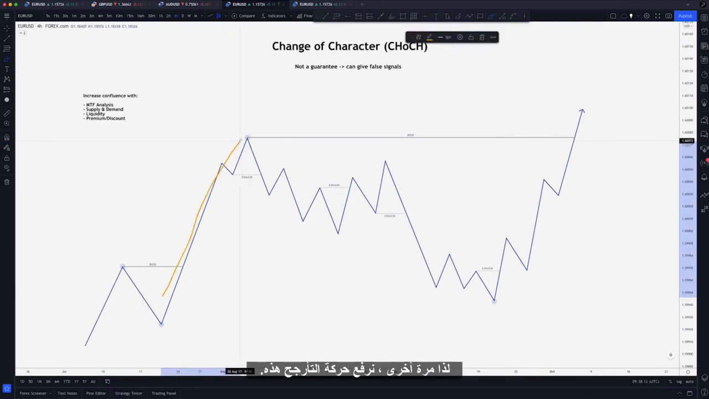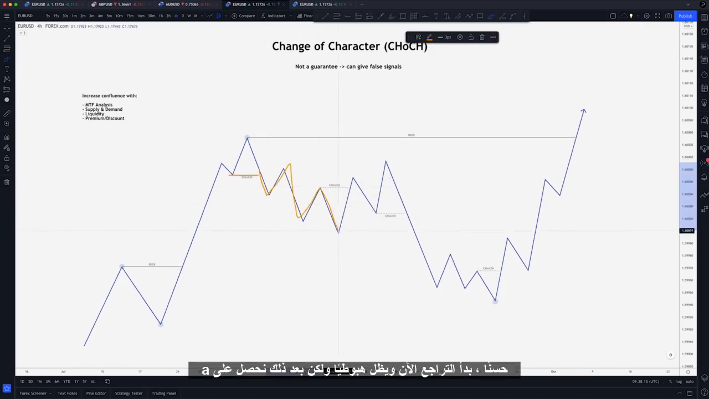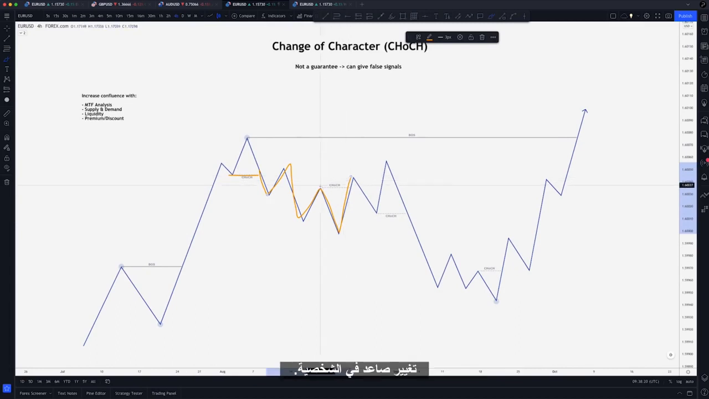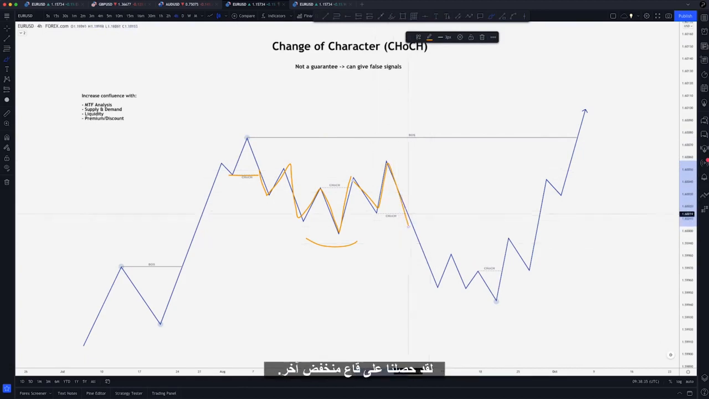So again, we get that swing movement up. We see that change of character, that first sign of a lower low. Okay, pullback is now starting. It stays bearish, but then we get a bullish change of character where we get that first internal higher high. Okay, maybe now this tells us that the higher low is in place and we can target that higher high. Price tries to do that, but then what happens? It fails to do so, and now we get another bearish change of character, okay? Because now we've got another lower low.